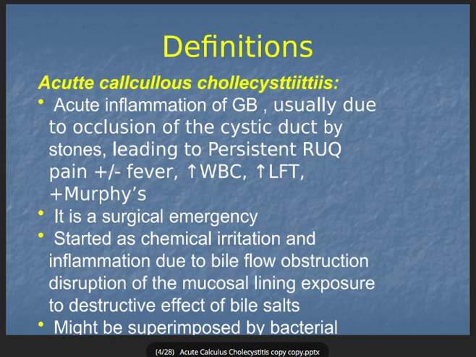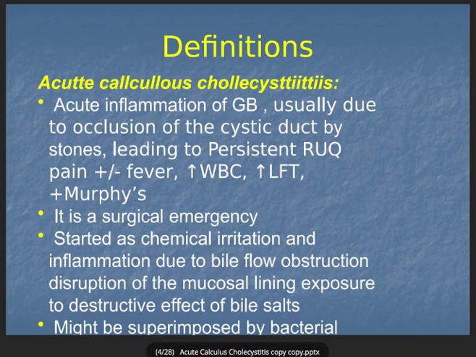So this is the simple scenario of how acute calculous cholecystitis happens. It is a surgical emergency. It starts, as I said, by chemical irritation of the bile. There is no infection. This is a very important part. More than 95% of the time, always, it's inflammation that injures the mucosal lining through exposure to destructive bile salts.